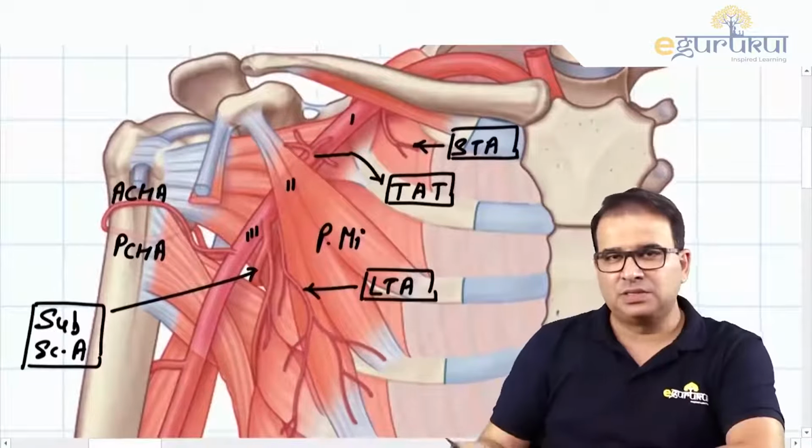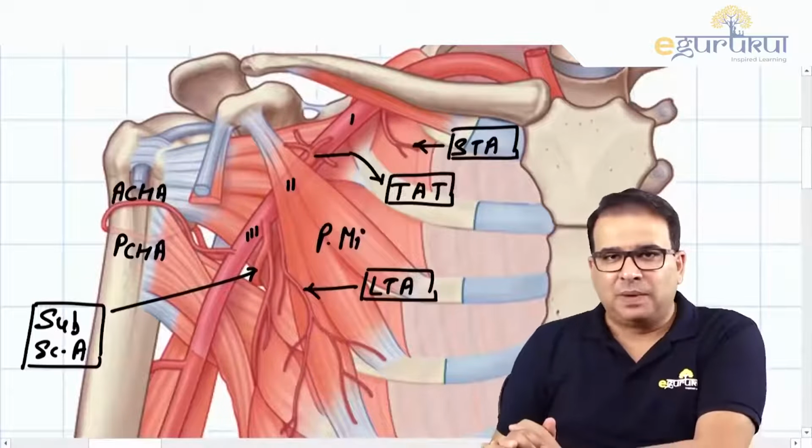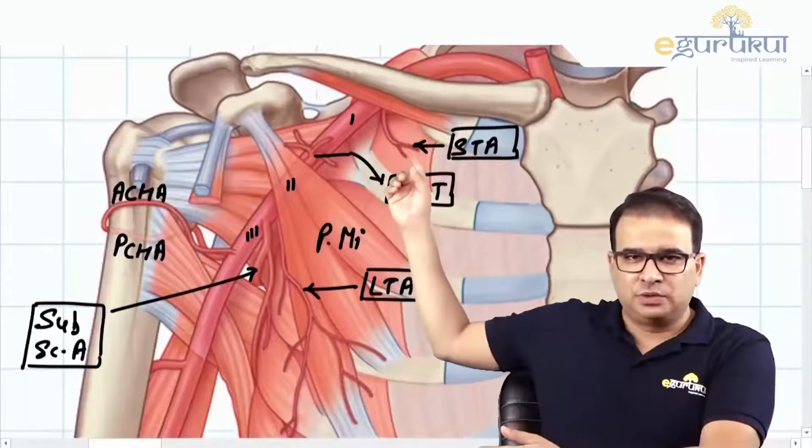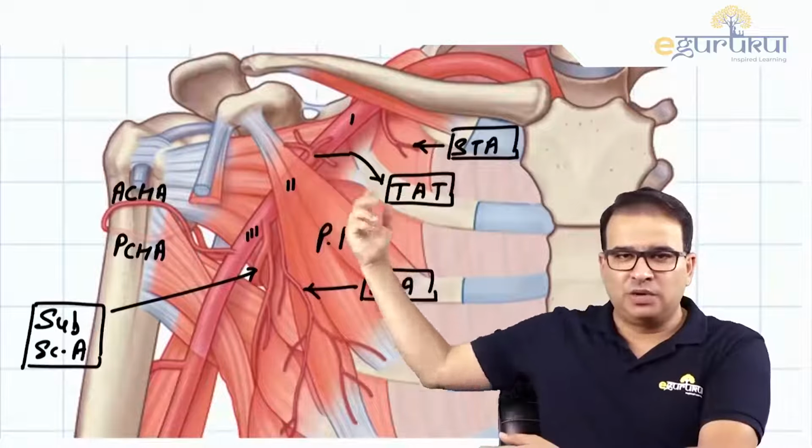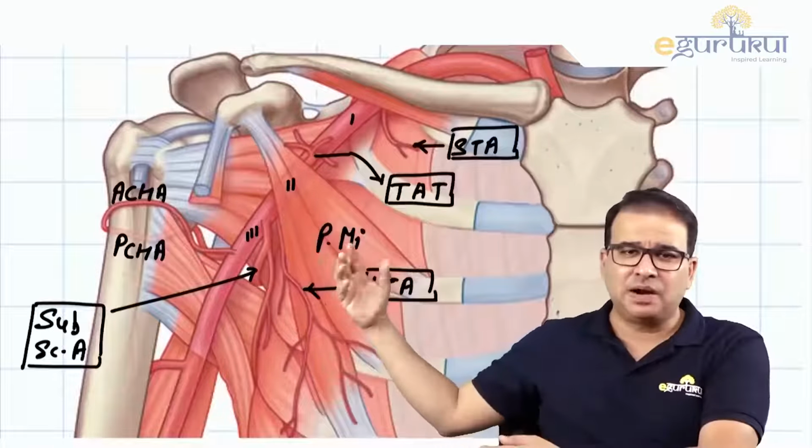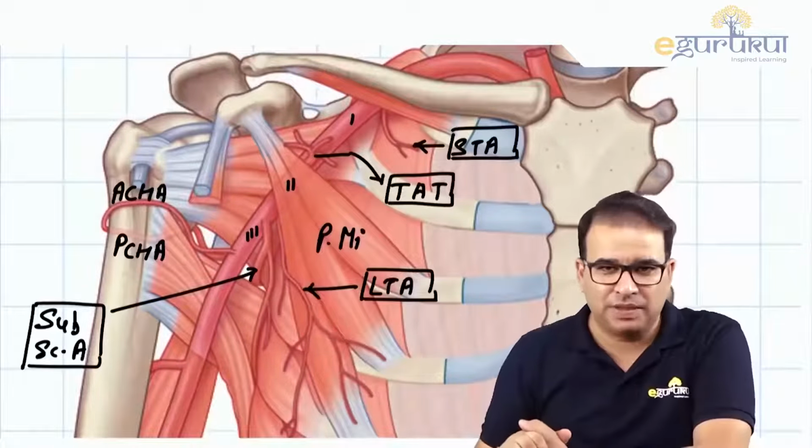So these are the branches coming from the third part of the axillary artery. Superior thoracic artery, we got a thoracoacromial trunk and lateral thoracic artery from the second part, and from the third part you can see the 3 branches coming out from there.